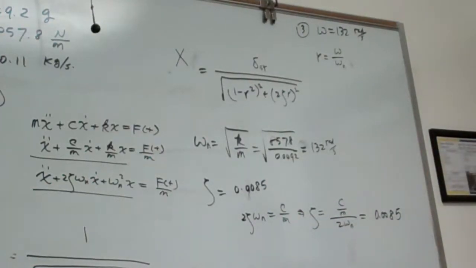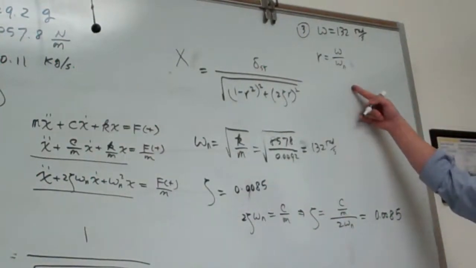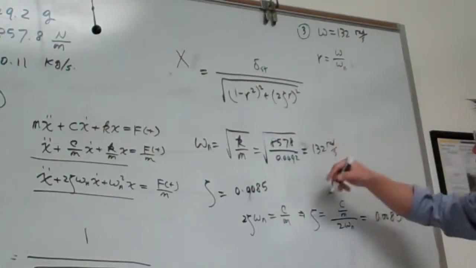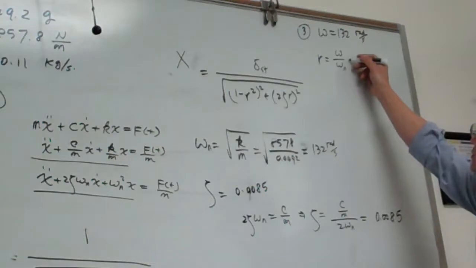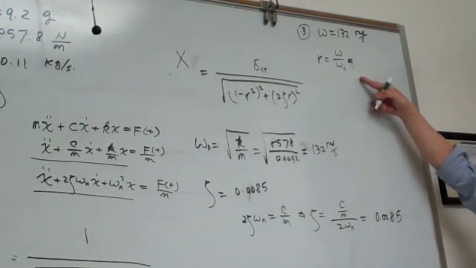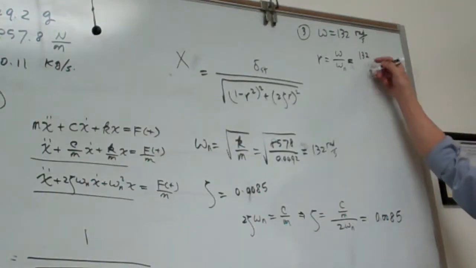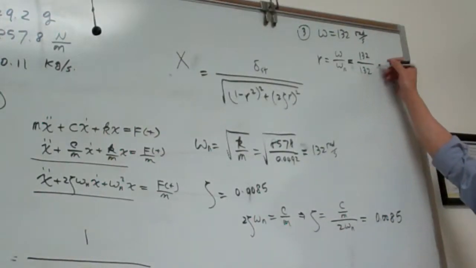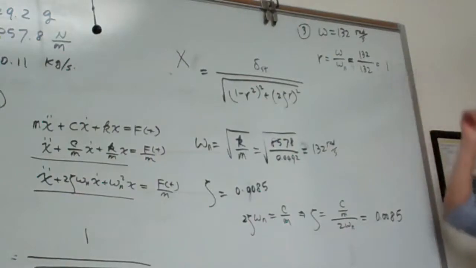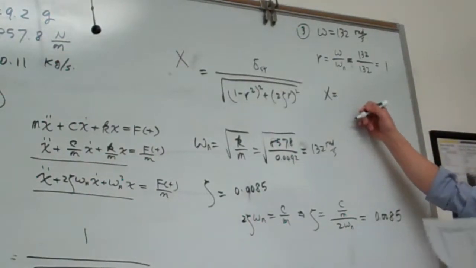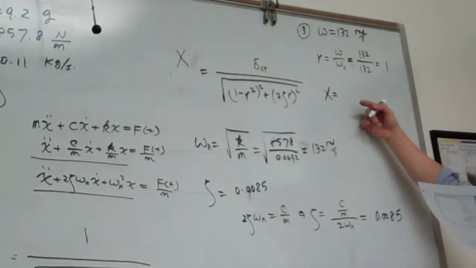Okay, so we have everything ready, so we can proceed to determine this one. Therefore, from here we know zeta. For this case, the working frequency and our natural frequency are equal to the same value, so r is equal to 1. Therefore, the capital X will be equal to plugging in.